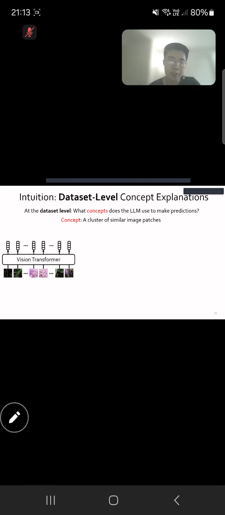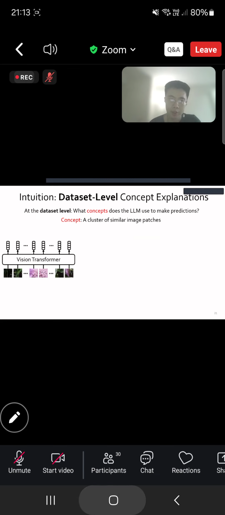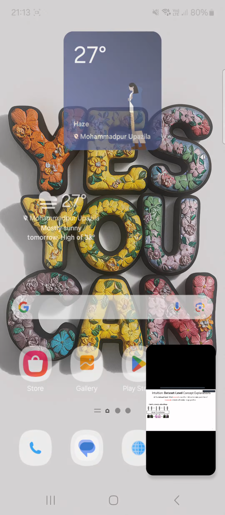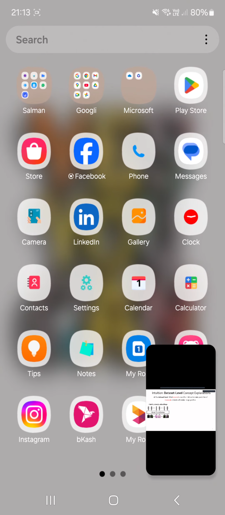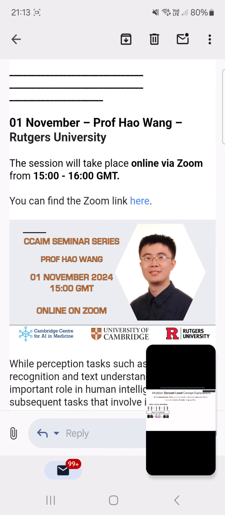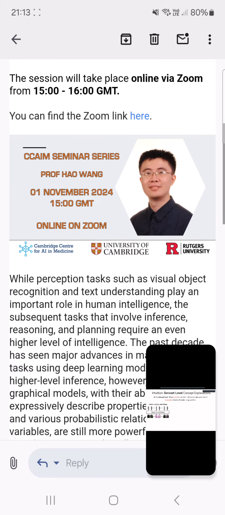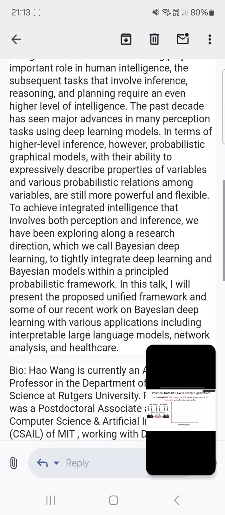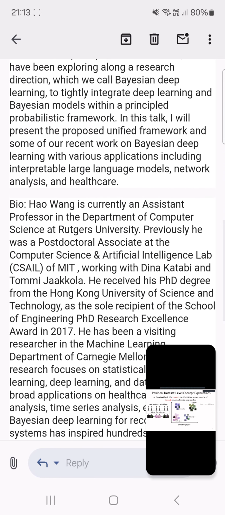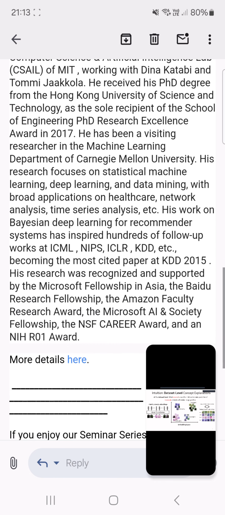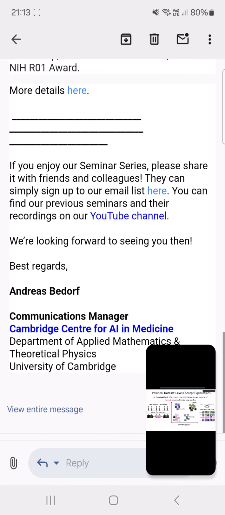So how do we really get these dataset level concepts? As I mentioned earlier, we need to first feed these patches into the vision transformer and get all of these patch embeddings, and then we can put these patches in the embedding space and try to group them into clusters so that each cluster can represent one concept.